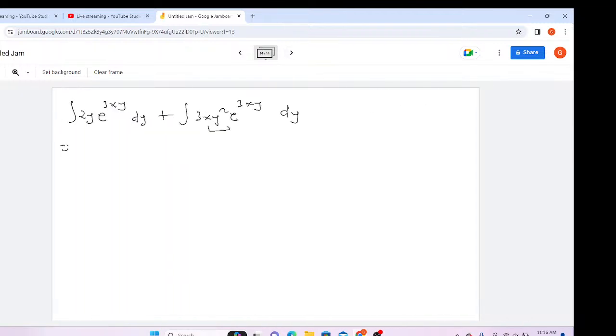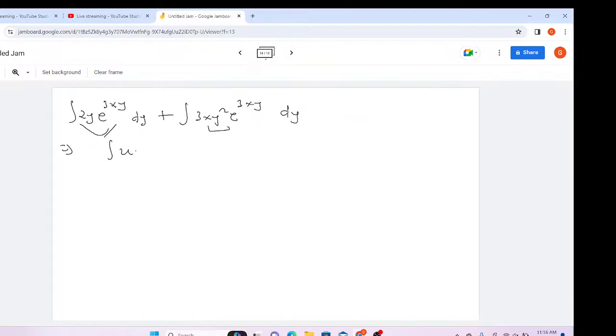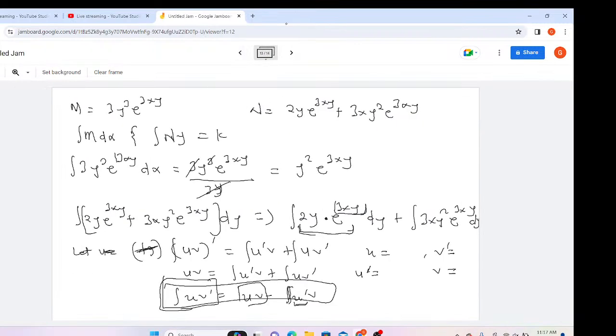So when we do that with this portion, the integral of 2y e^(3xy), we are going to get it for this part alone. So you can try that. You define your terms. I think you should just try for the first one and then you do the second one. So we are saying the integral of u v prime is equal to u v minus the integral of u prime v.